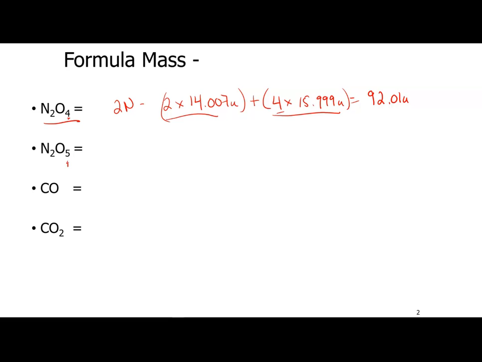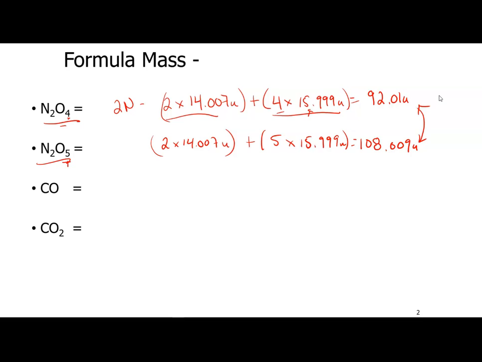So this next question, we're basically just adding another oxygen. So the setup is the same, 28.014 units plus, now we have 5 times 15.999 units. And if we do that math, we would get 108.009 units. That is a way that we can differentiate between different compounds, because their formula mass is going to be different. And that reflects that different number of elements within that molecule.